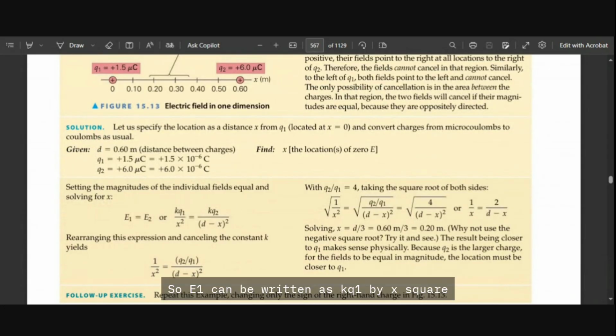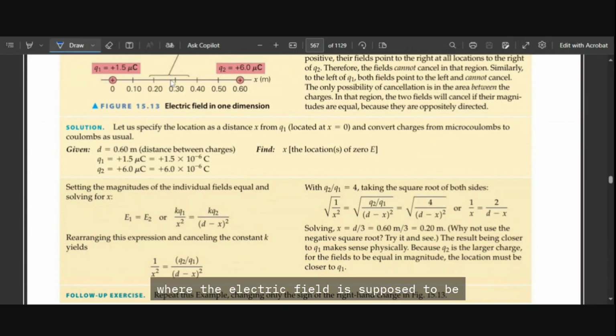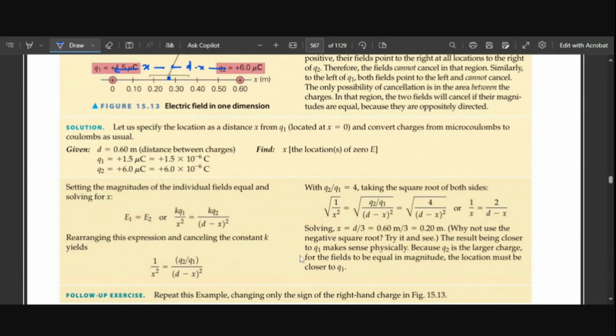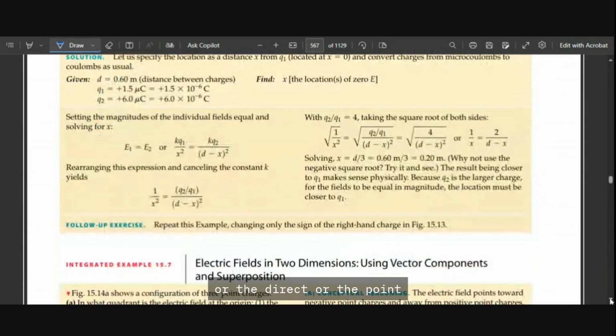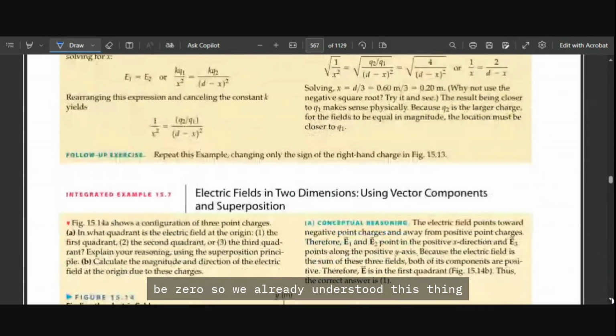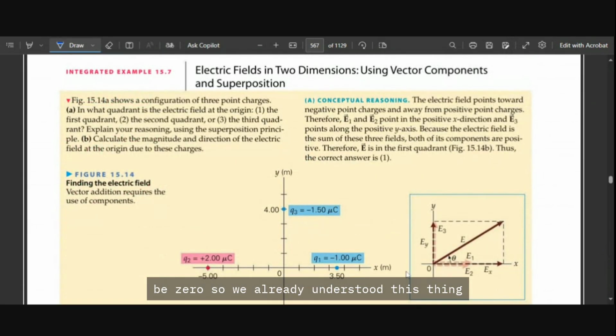So E1 can be written as KQ1 by x square, whereas E2 can be written as KQ2 by (d minus x) square. That is the distance from the point where the electric field is supposed to be zero. From one charge I can assume it to be x, whereas from the other charge it can be taken as d minus x, where d must be given in the problem. When we solve this, we can find the value of x, and x will give us the point where the net electric field is going to be zero. So we already understood this.